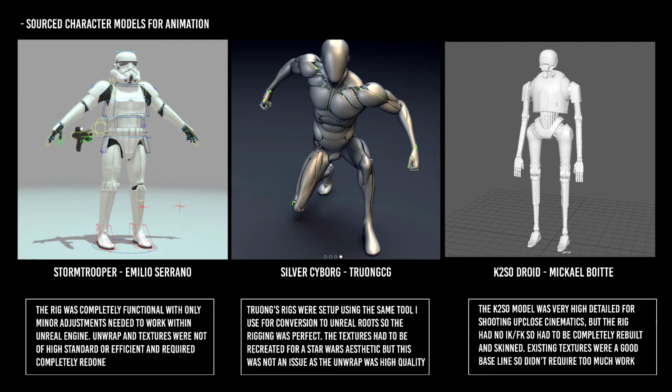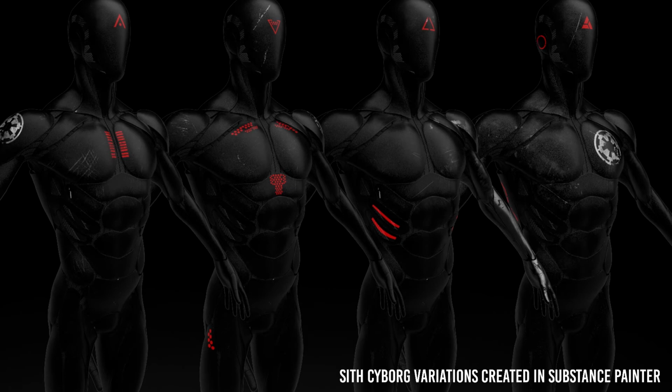Truon's cyber character was well rigged with adequate controls and IK/FK systems. The only issues would be its lack of textures, which I would have to recreate from scratch. This wasn't too much trouble, as I would be adapting most source content to a Star Wars aesthetic anyway. Similarly to my environment workflow, I created a couple base materials within Substance Alchemist and compiled a master file in Substance Painter of the materials I would use for each variation of the cyborg.